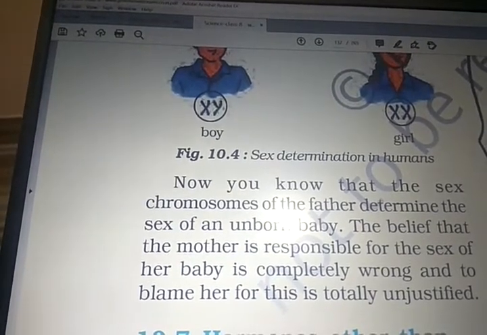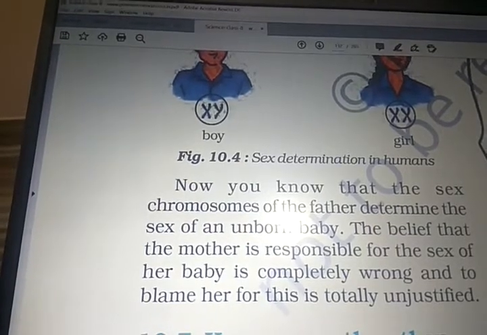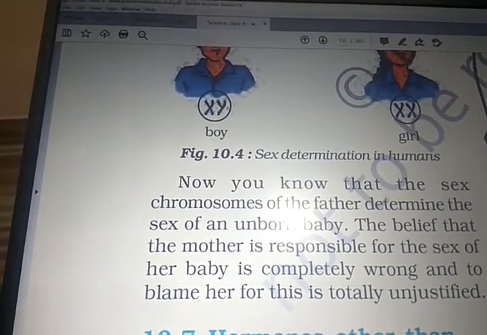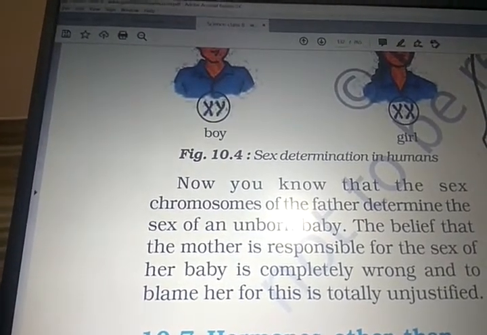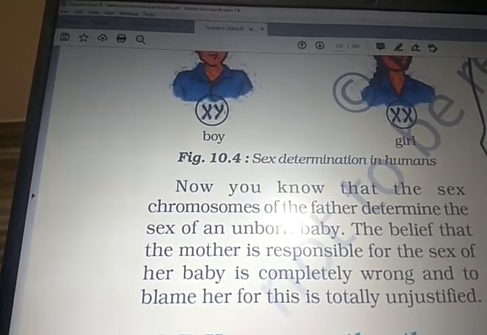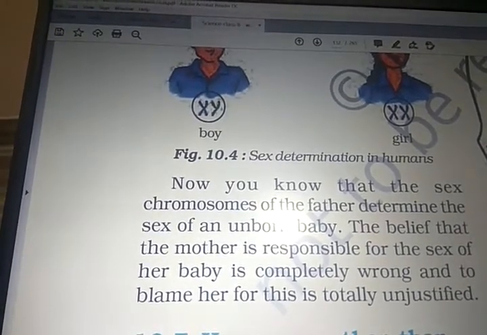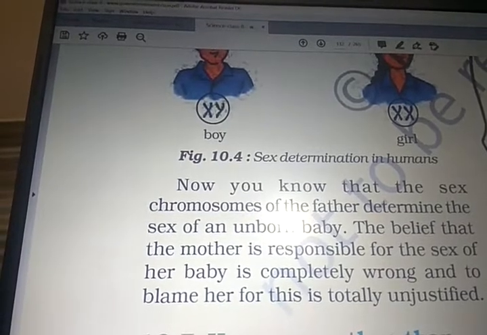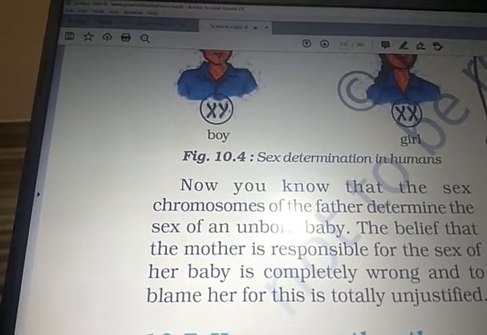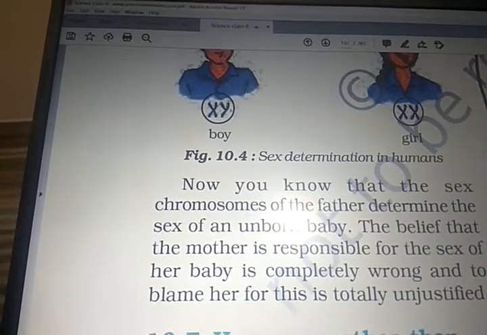So here, the belief that the mother is responsible for the sex of her baby is completely wrong. The mother is as responsible as the father, right? So that is a wrong belief in our society. Okay, so it is completely wrong, and to blame her for this is totally unjustified, right? It might be asked in the exam why the mother is not responsible for the sex of her baby. Okay, so that answer I am discussing now.